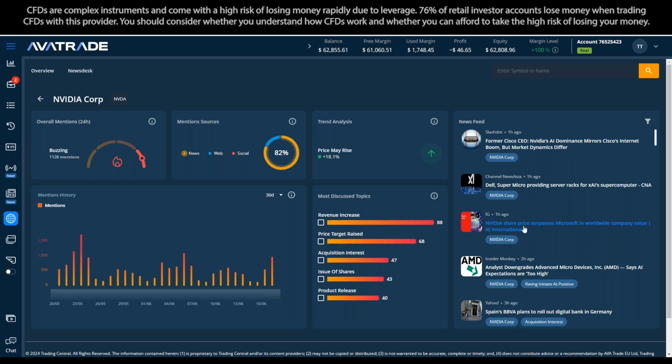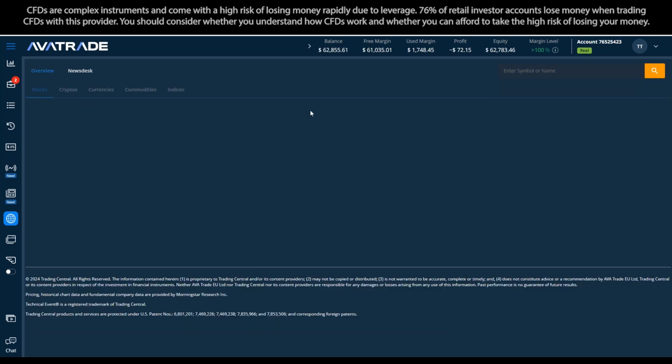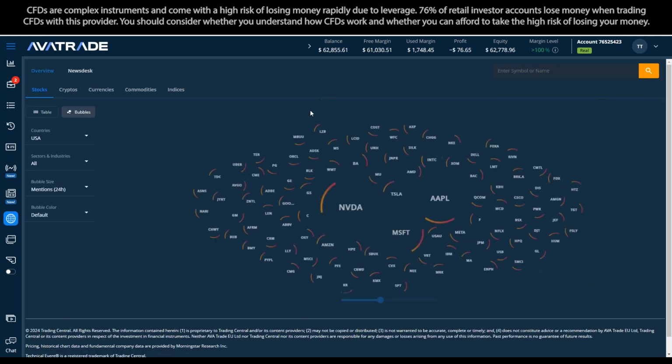And so we see here NVIDIA share price surpasses Microsoft in worldwide company value. Okay, so their market cap value for NVIDIA is now greater than Microsoft. And I don't know that anyone would have predicted that just a couple years ago. It's this AI boom that has really driven NVIDIA. So you've got a lot of great technical data on any instrument you want just by clicking on the trend analysis here. And again, right along with it, some fundamental news if you want to take the time to read it.